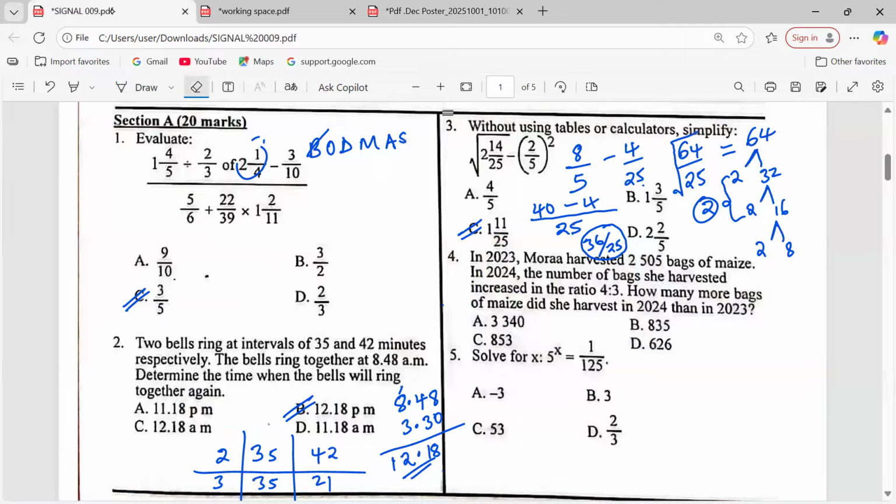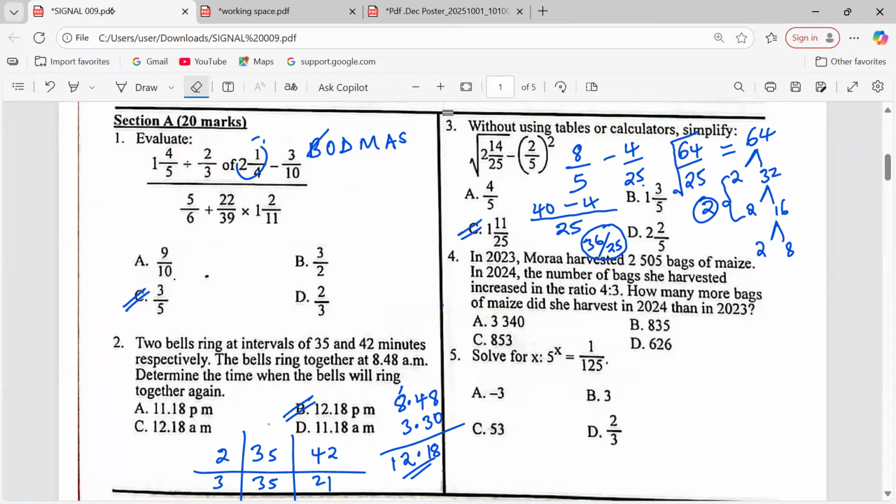Continuing with the paper now. Number 4. In 2023, Mora harvested 2,505 bags of maize. In 2024, the number of bags she harvested increased in the ratio of 4:3. How many more bags of maize did she harvest in 2024 than in 2023?